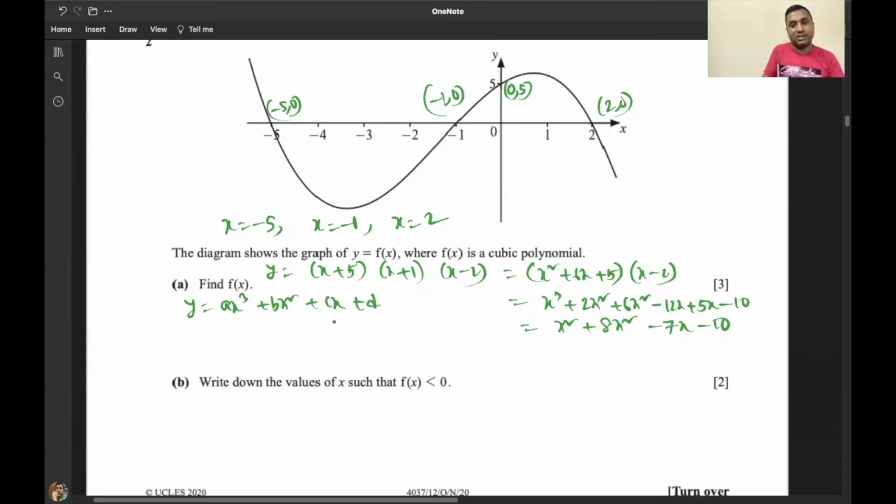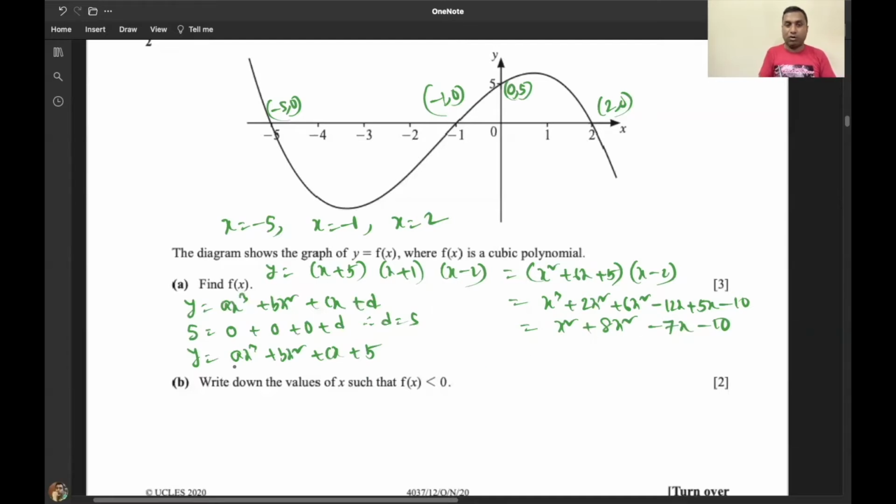Since the graph meets the y-axis at 0, 5, we can substitute x by 0 and y by 5. So we can write 5, then a times 0 cube, that is 0, b times 0 square, this is also 0, then d. So y equals ax cube plus bx square plus cx plus d, and d is 5, so we can write plus 5.